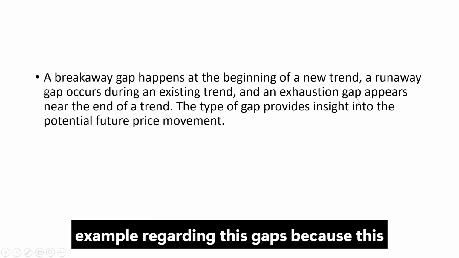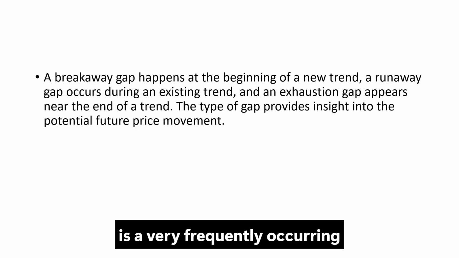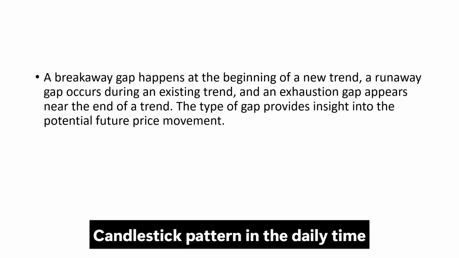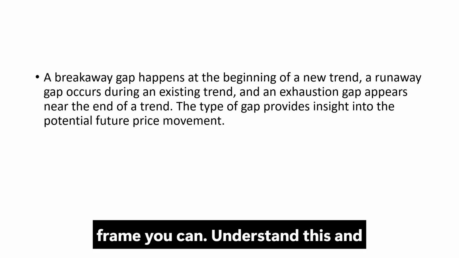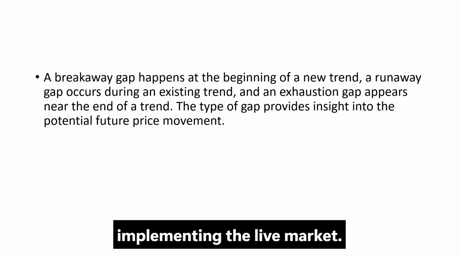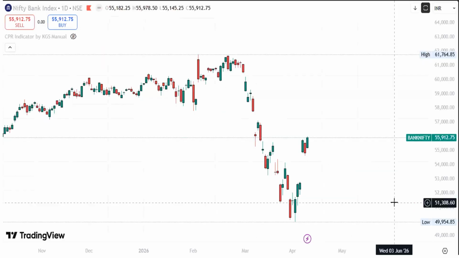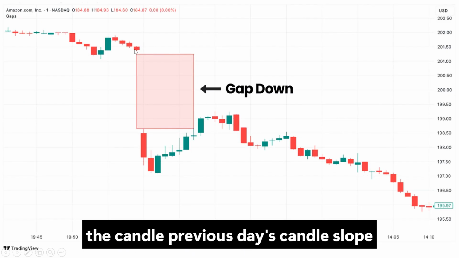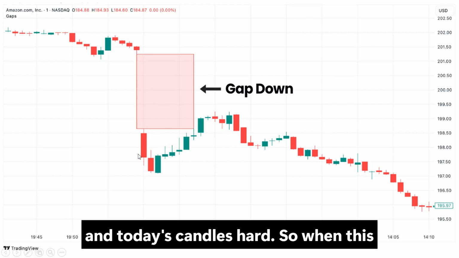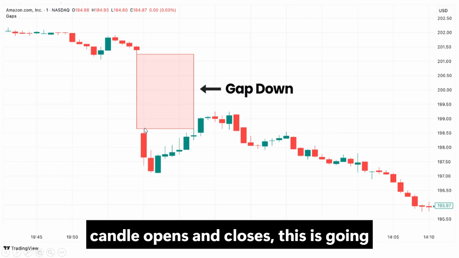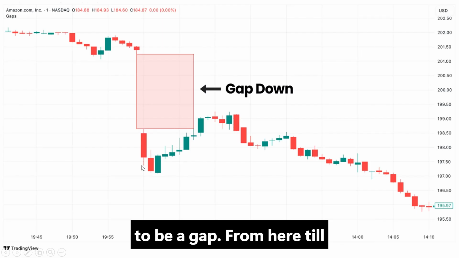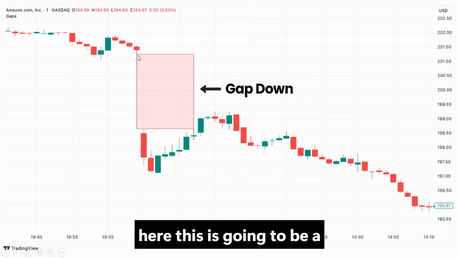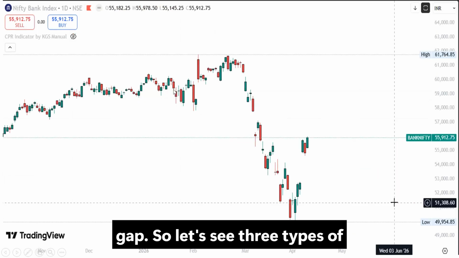Remember this. I will give you examples regarding these gaps because this is a very frequently occurring candlestick pattern in the daily time frame. You can understand this and implement it in the live market. So this is the candle, previous day's candle low and today's candle high. When this candle opens and closes, this is going to be a gap, from here till here. So let's see three types of gaps here.